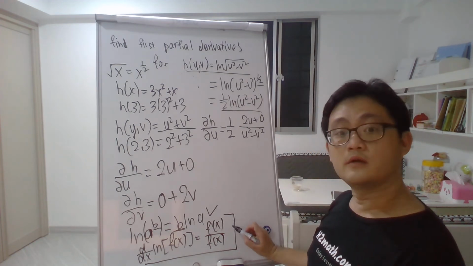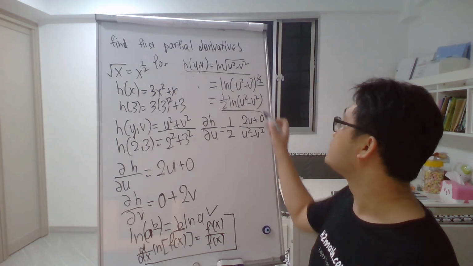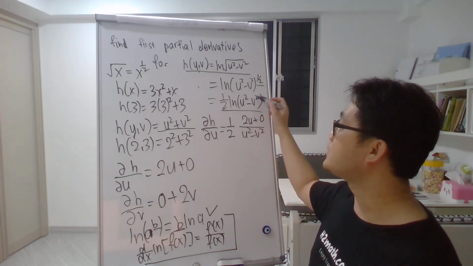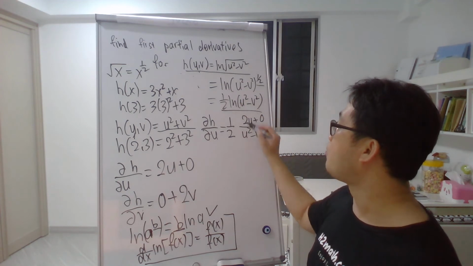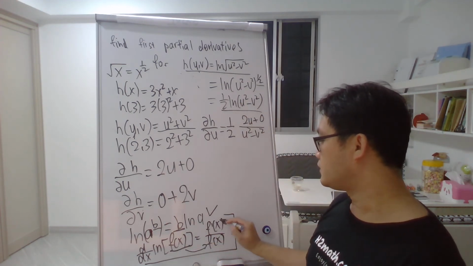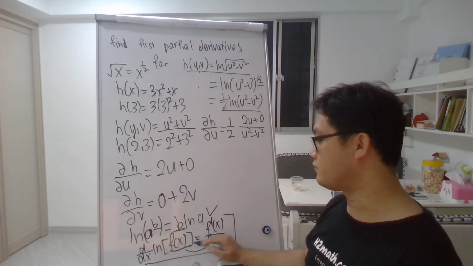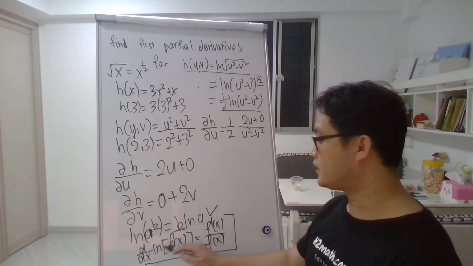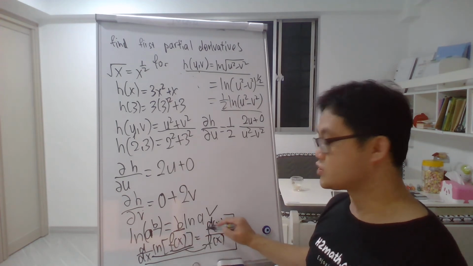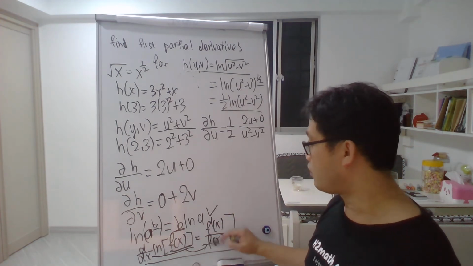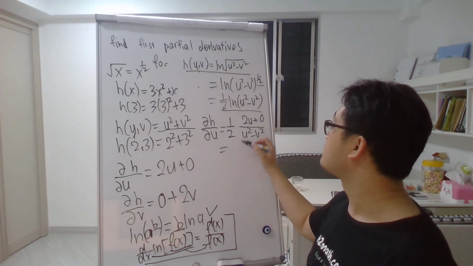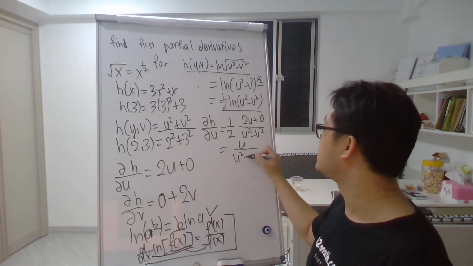Using the rule over here, I'm differentiating this with respect to u and I get 2u. When differentiating a constant, I get 0, and then over u squared minus v squared, because the f prime x stands for the derivative of f(x). So when I differentiate a logarithmic function, it becomes f prime x over f(x). So that is how it is done. To simplify, this becomes u over u squared minus v squared.